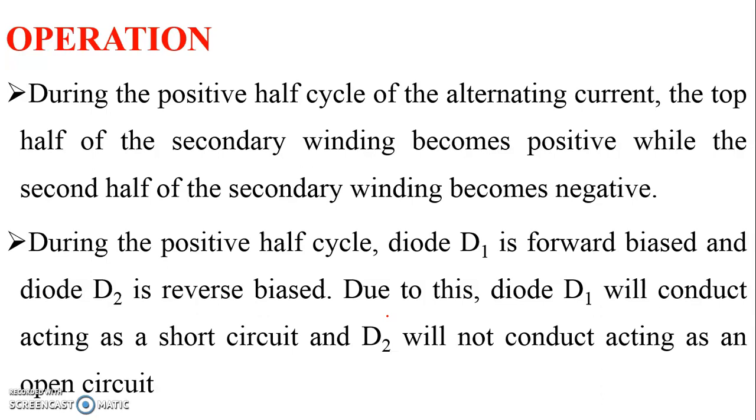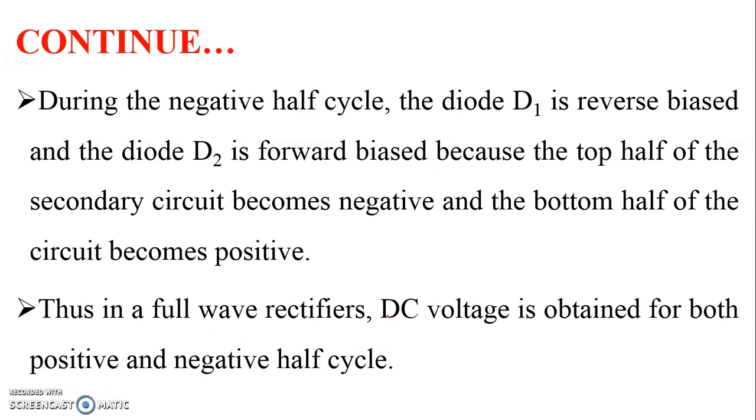When coming to the negative half cycle, the diode D1 is reverse biased and diode D2 is forward biased. Because of the forward biased diode, it converts our alternating quantity into the direct quantity. So in a full wave rectifier, DC voltage is obtained for both the positive and negative half cycles.